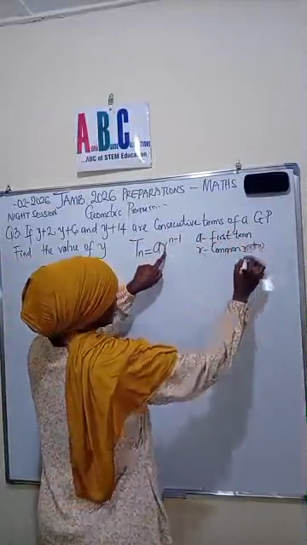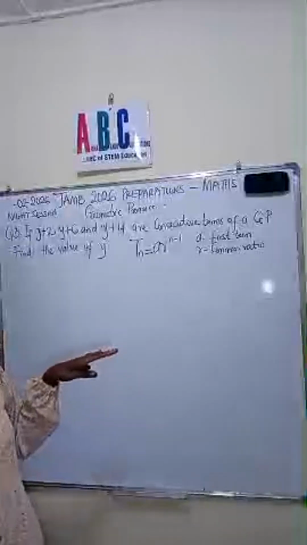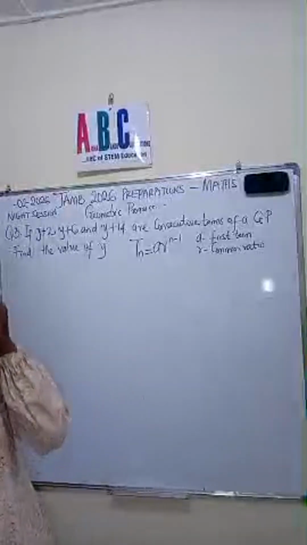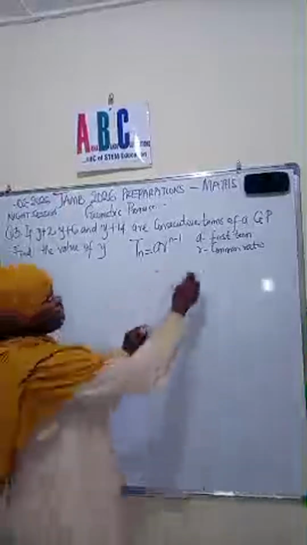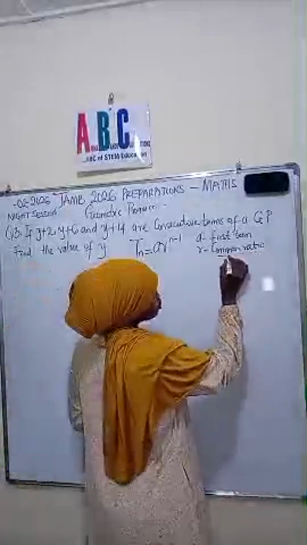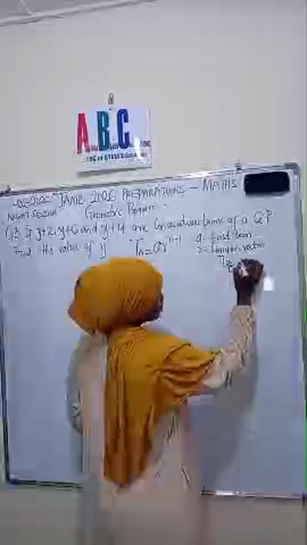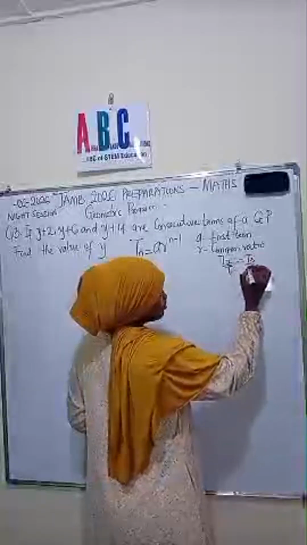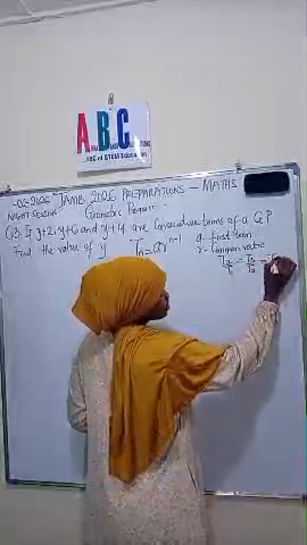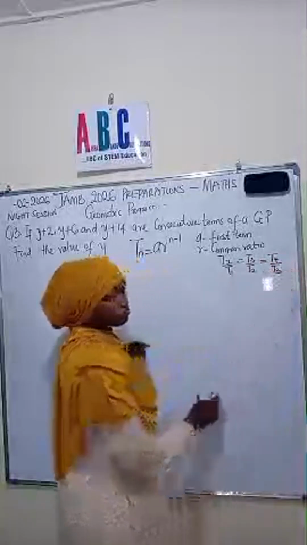How do you get the first term? The first term is always the first value in a GP. The first value you see is your first term. That's the value for A. R is the common ratio. And to get the common ratio, you do T2 divided by T1, or T3 divided by T2, or T4 divided by T3.